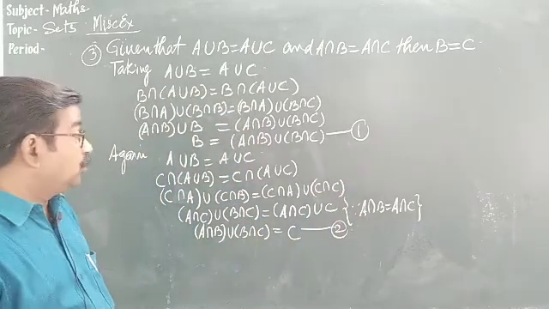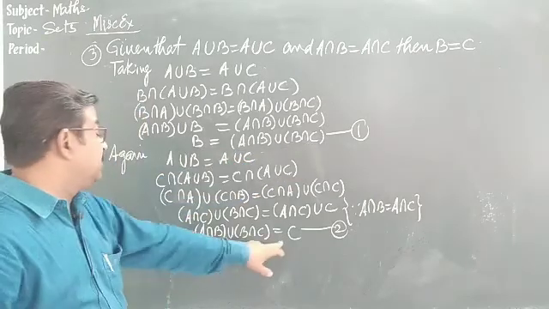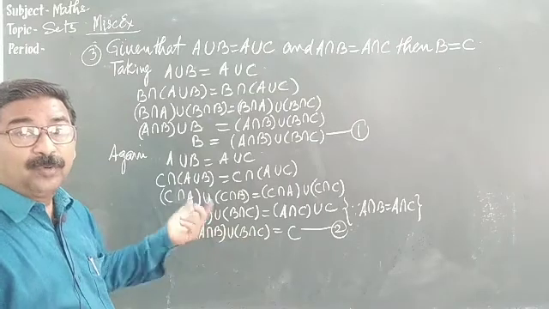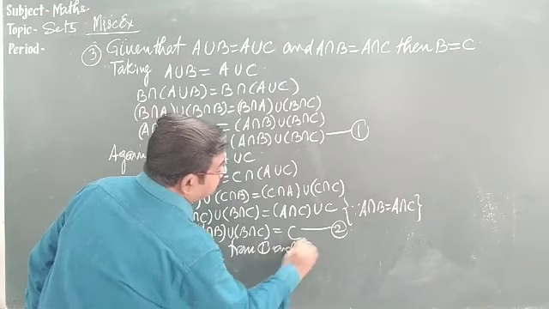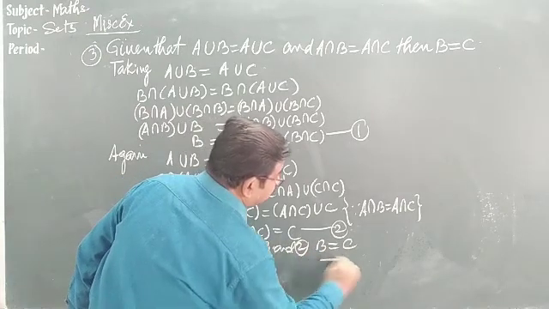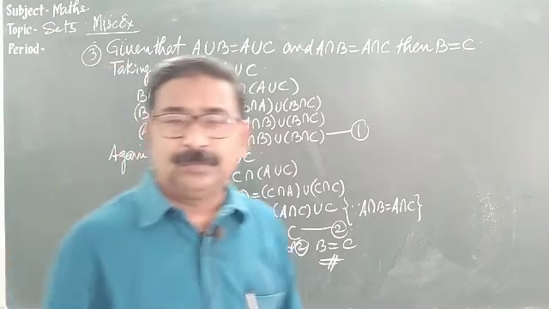So from 1, B is equal to (A intersection B) union (B intersection C), and C is equal to (A intersection B) union (B intersection C). So 1 and 2 are same. So we write from 1 and 2, B is equal to C. This was to prove. Any doubt? So this is how we can prove this question. This is an important one, so you can note it in your notebook. You can pause the video and note the solution also. Is it?